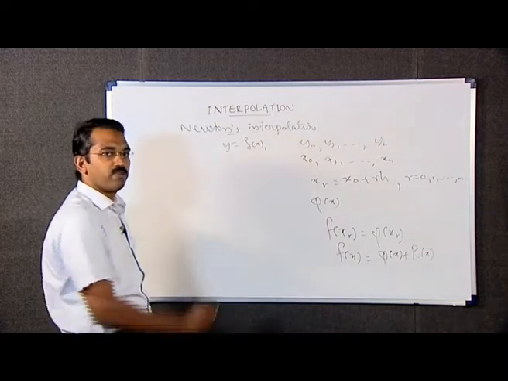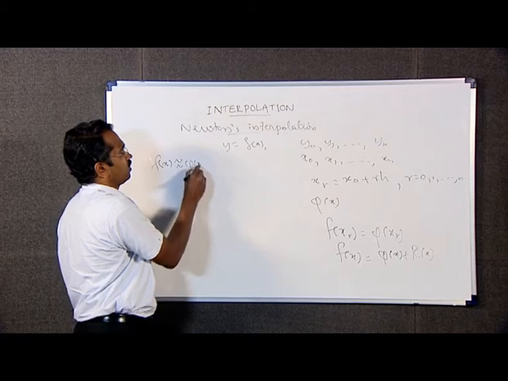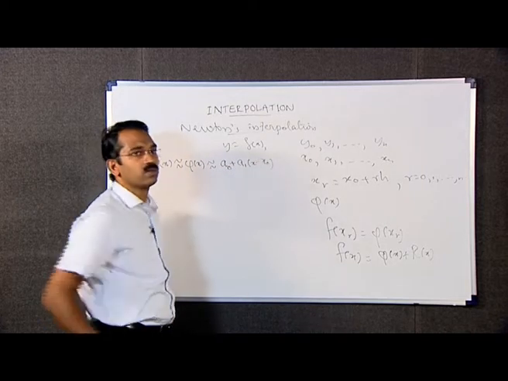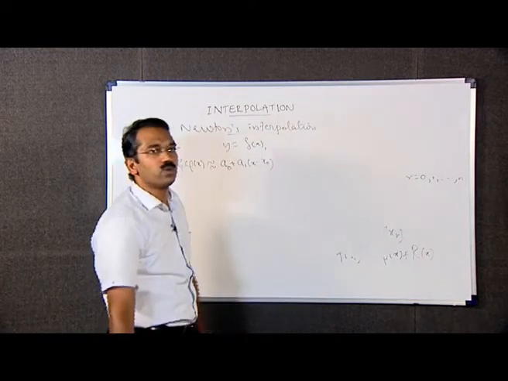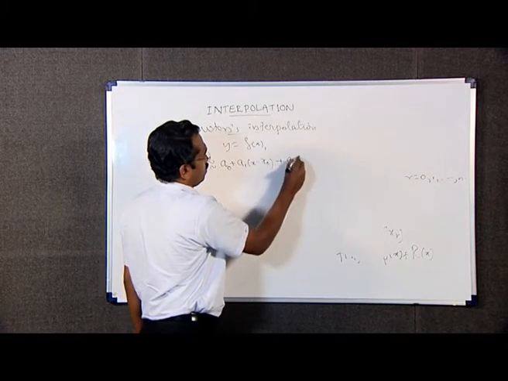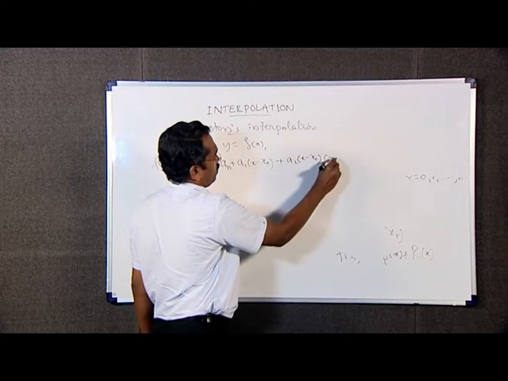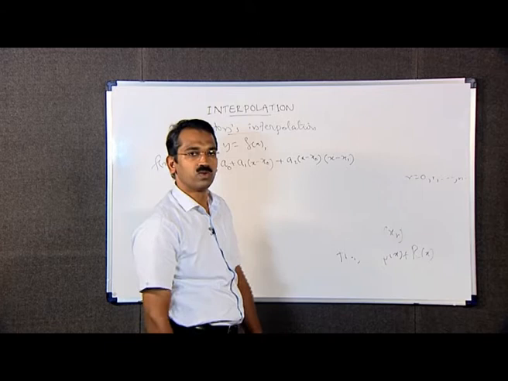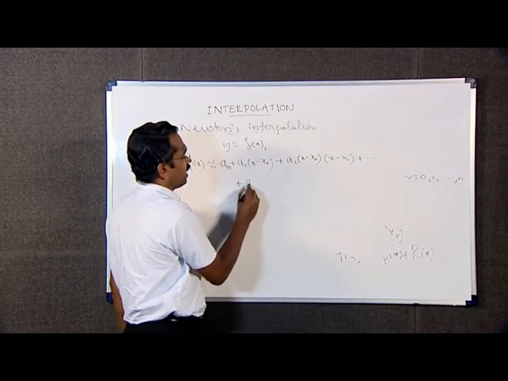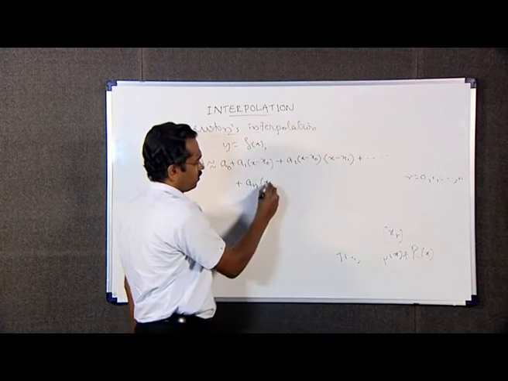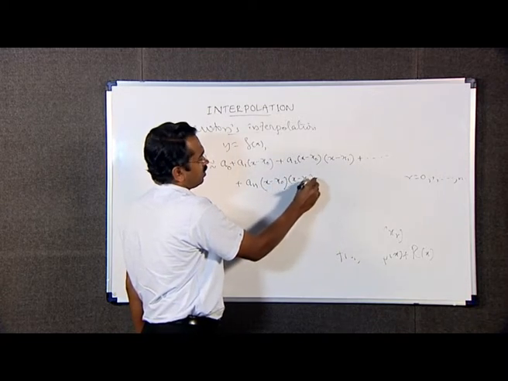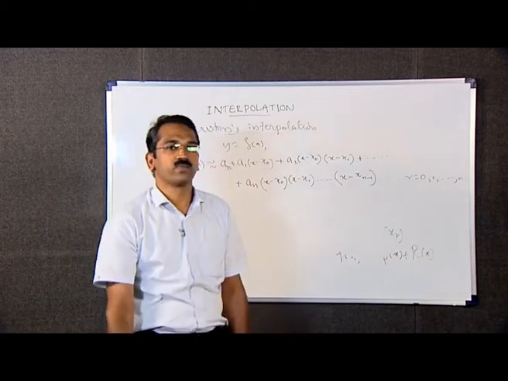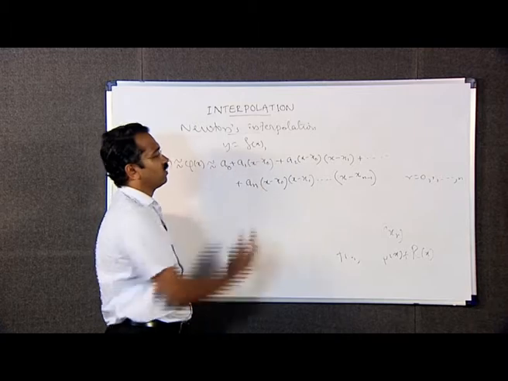Ignoring the error term, f of x is approximately equal to phi of x, which is equal to a0 plus a1 into x minus x0 plus a2 into x minus x0 into x minus x1 plus a3 into x minus x0 into x minus x1 into x minus x2 plus etc., in general plus an into x minus x0 into x minus x1 into etc. x minus xn minus 1. We can write f of x as a polynomial function.